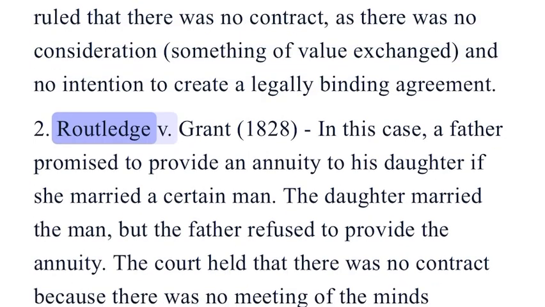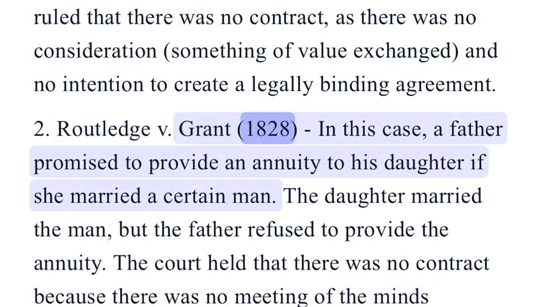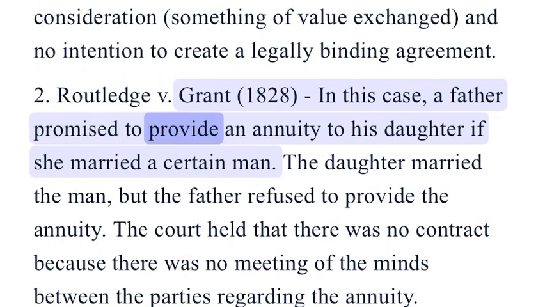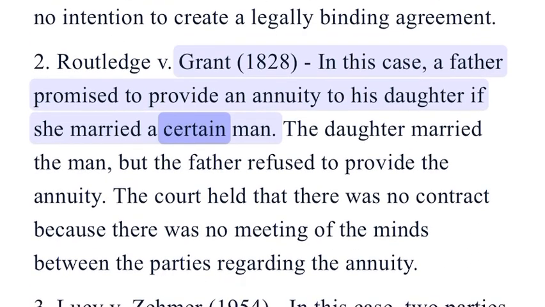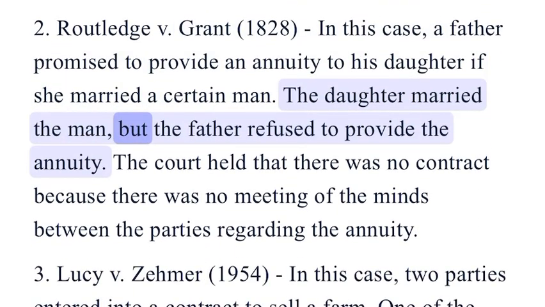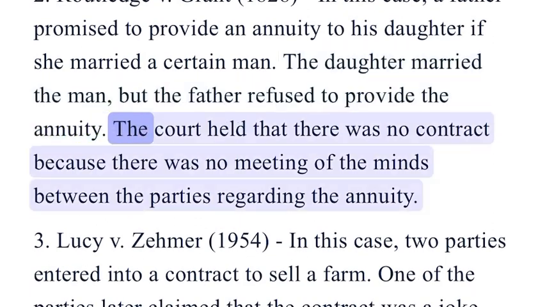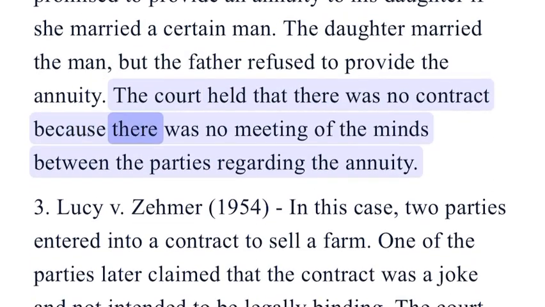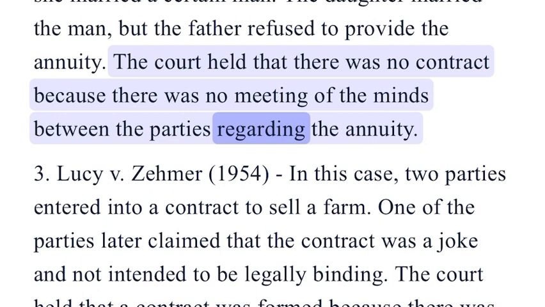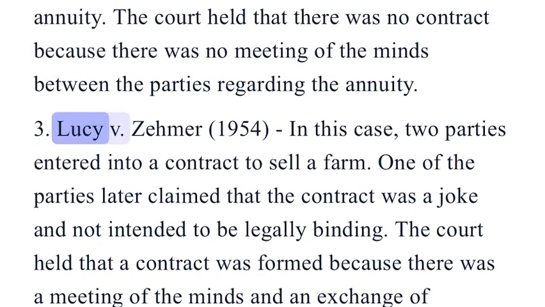2. Routledge v. Grant, 1828. In this case, a father promised to provide an annuity to his daughter if she married a certain man. The daughter married the man, but the father refused to provide the annuity. The court held that there was no contract because there was no meeting of the minds between the parties regarding the annuity.